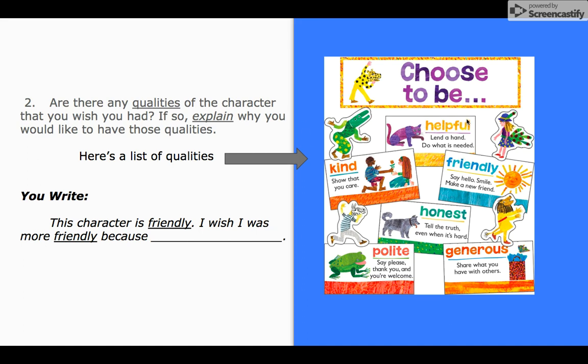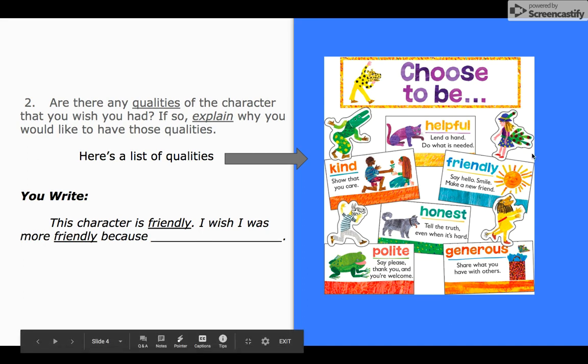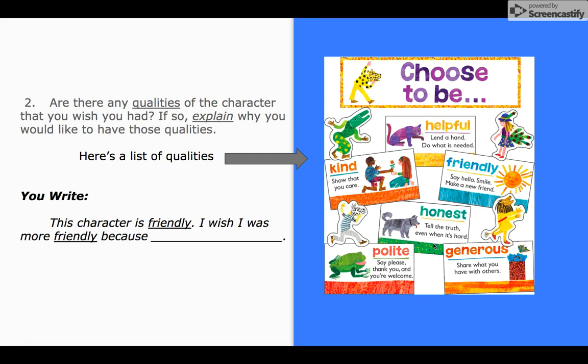Helpful is one of them, where you lend a hand and you do what's needed. Friendly could be another quality. Maybe the character says hello and smiles. They make friends easily. Maybe the character is kind. You show that you care. Maybe the character is honest, generous, polite, and there's little descriptions. There's other qualities your character could be, not listed here. These are just to get you thinking about it.